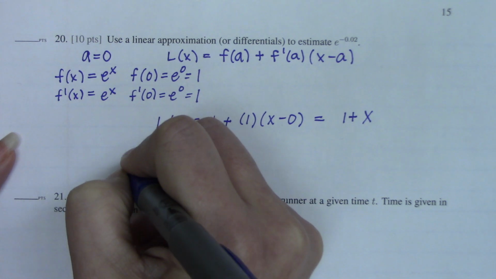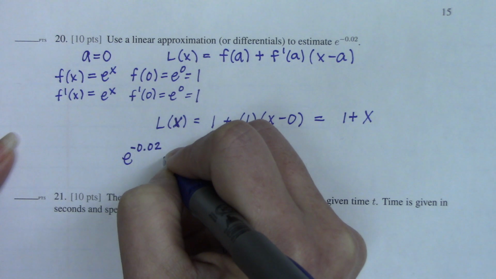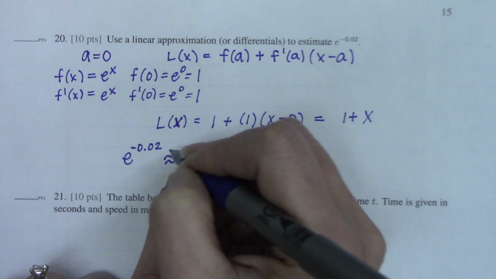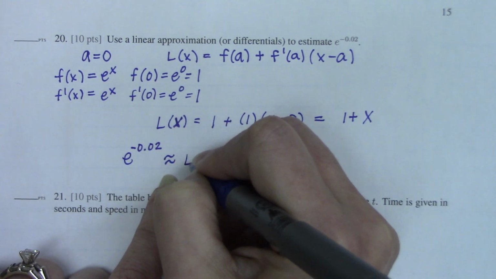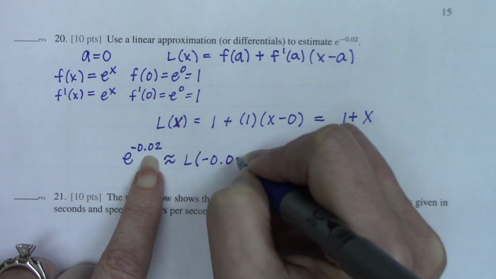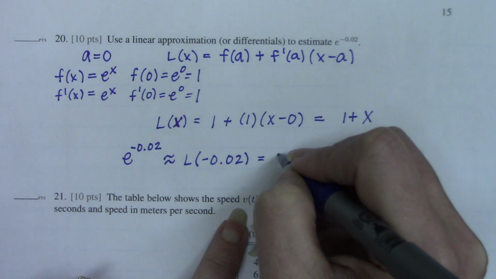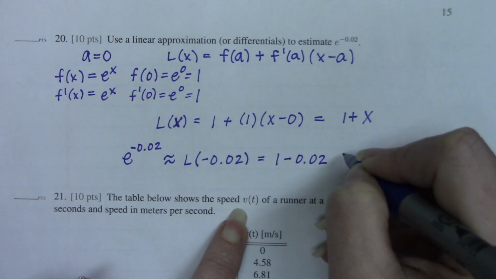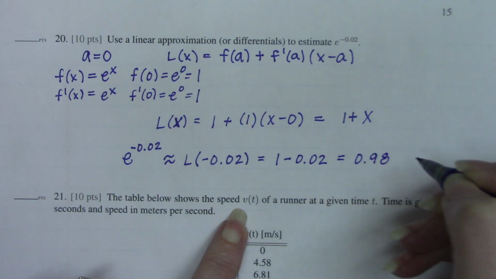Now, if we want to estimate e to the negative 0.02, we can approximate, so I'm using the squiggly equal sign right here for approximate, by this linearization formula. So we simply plug this value, negative 0.02, in for x into our line. And our line simplified into 1 plus x, so that's going to be 1 minus 0.02, and that works out to be 0.98.